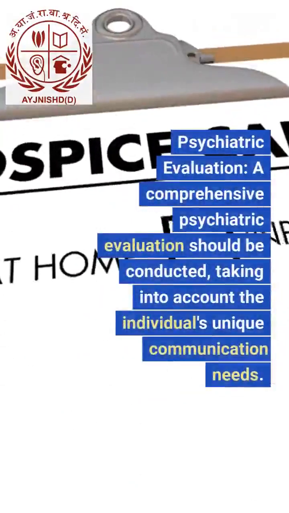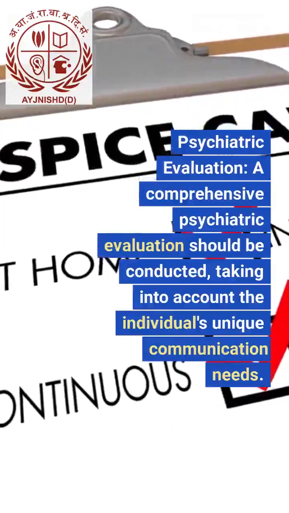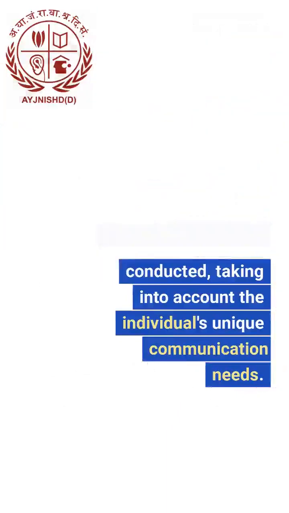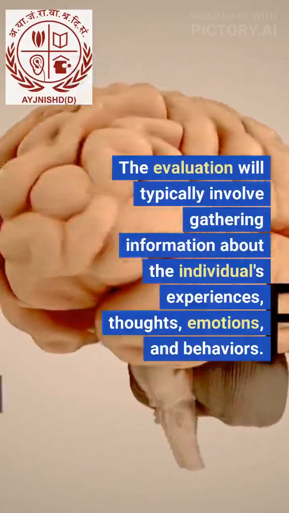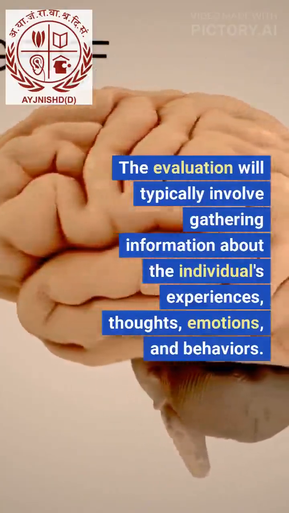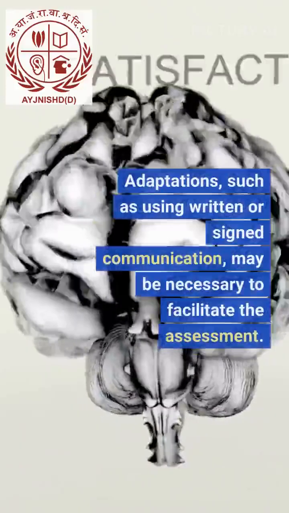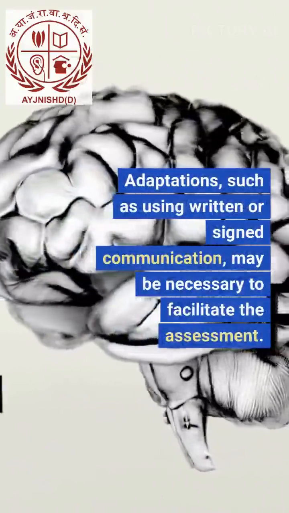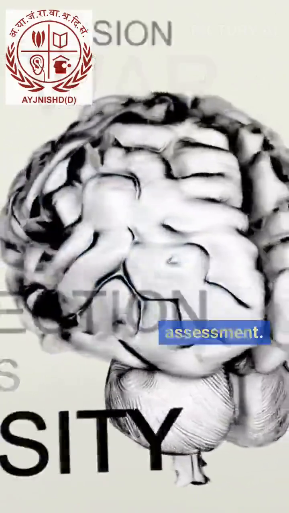Psychiatric evaluation. A comprehensive psychiatric evaluation should be conducted, taking into account the individual's unique communication needs. The evaluation will typically involve gathering information about the individual's experiences, thoughts, emotions, and behaviors. Adaptations, such as using written or signed communication, may be necessary to facilitate the assessment.